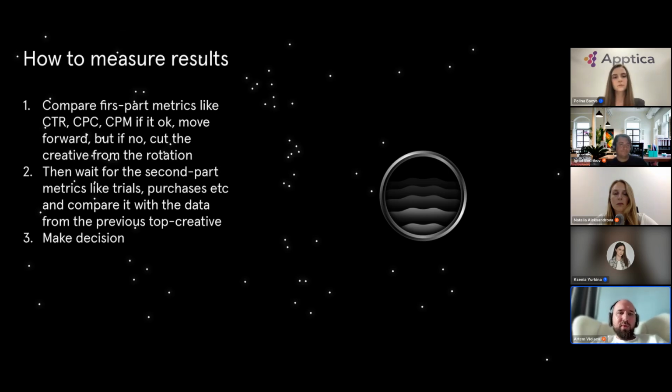Second, then wait for the second part metrics, like trials, purchases, registrations, up to you. That depends on your product. And compare it with the data from the previous top creative. After that, you can make a decision. And the second part will be somewhat longer than the first, of course, but it is needed to make the right decision.